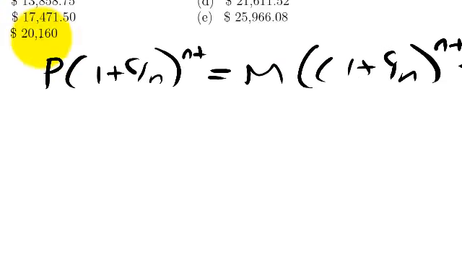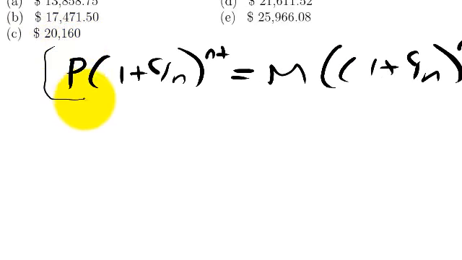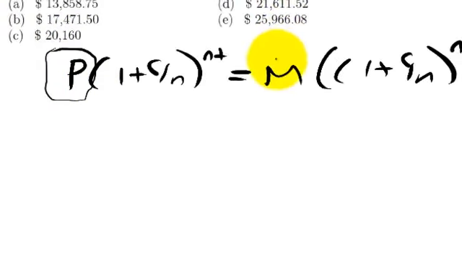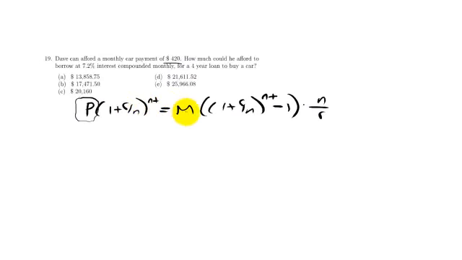Now what we're actually trying to find is P. This is what we're trying to find. Because I know how much I want to pay per month, that's M. I just want to know then how much could I get for my loan. So I don't know P, but I know everything else. So let's plug all that stuff in.